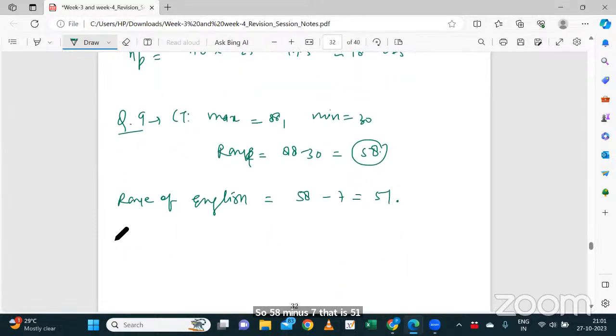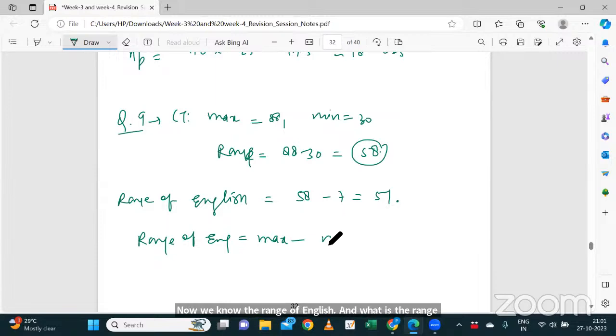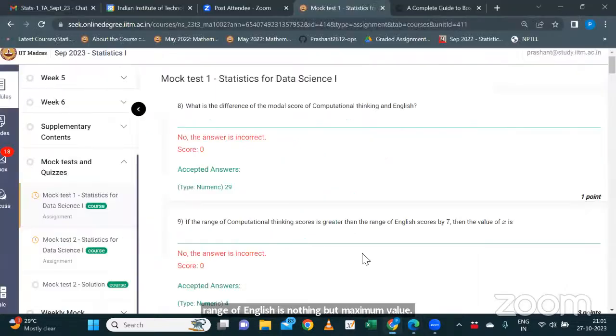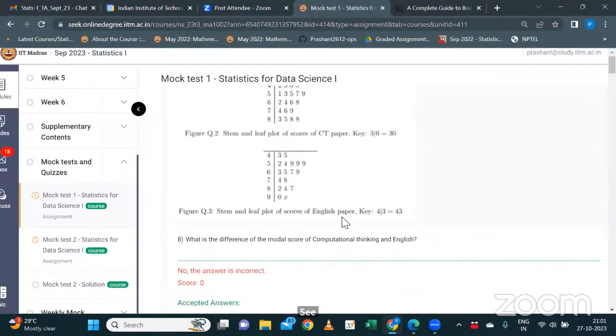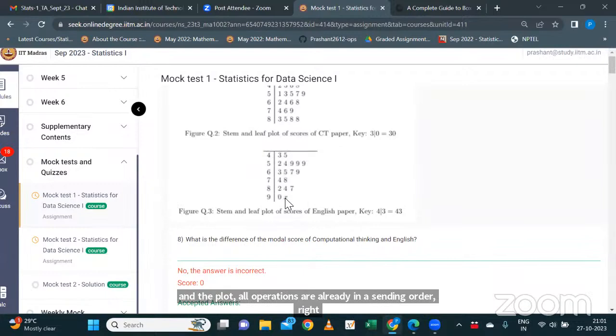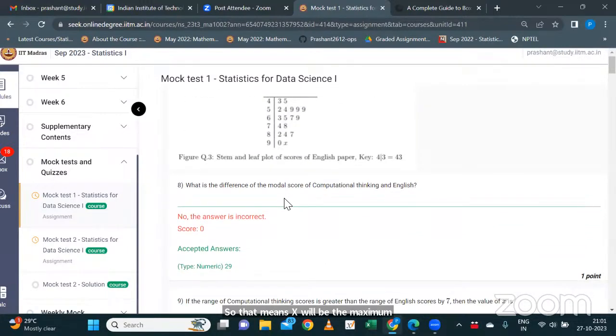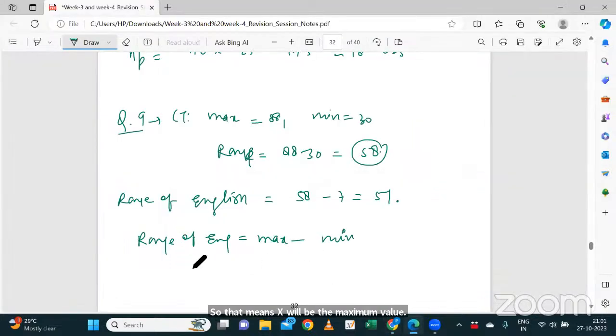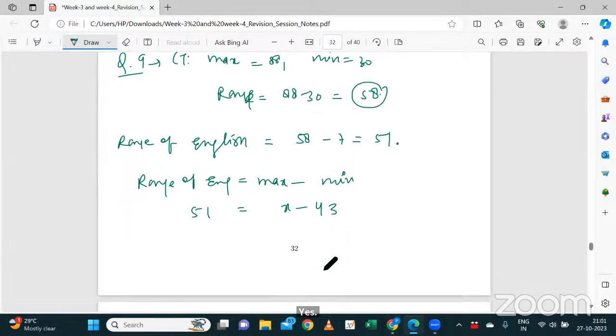Now we know the range of English. The range of English is nothing but maximum value minus minimum value. It's a stem and leaf plot, right? In a stem and leaf plot, all observations are already in ascending order, right? So that means X will be the maximum value. Correct? So the range is 51. It will be X minus the minimum, which is 43. So X will be what?